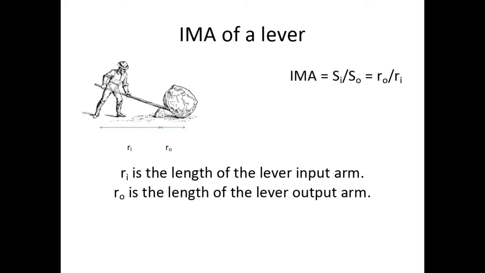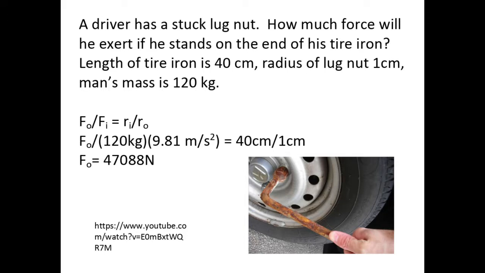IMA of a lever. RO is the distance from the fulcrum to the load you're lifting, and RI is the distance from the fulcrum to where you're pushing down on it. All right, a driver has a stuck lug nut. How much force will he exert if he stands on the end of his tire iron? The length of the tire iron is 40 centimeters, the radius of the lug nut is 1 centimeter, and the man's mass is 120 kilograms.